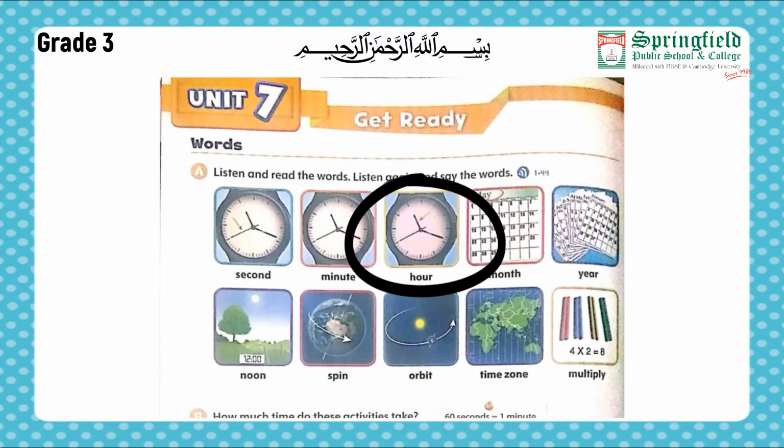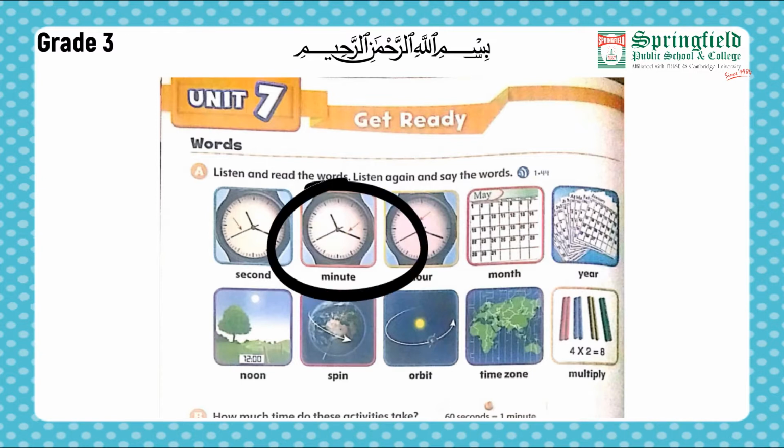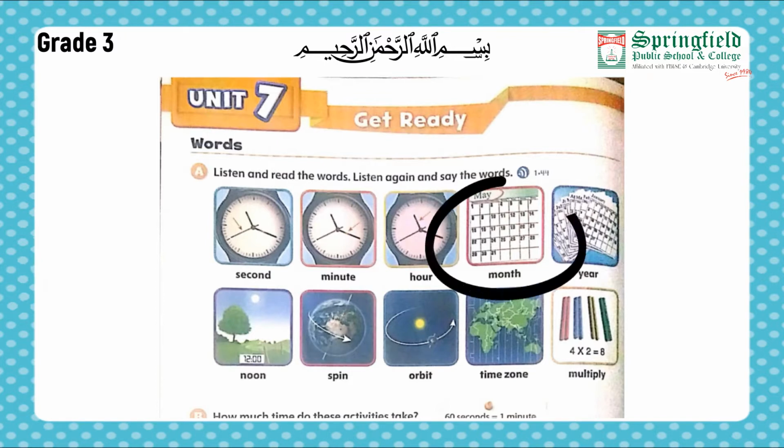Our first word is hour. Hour is basically a measure of time. There are 60 minutes in an hour, whereas 24 hours make a day. Our next word, minute. Minute is also a measure of time. There are 60 seconds in a minute. Month. One of the 12 parts of a year. A month is about 4 weeks.